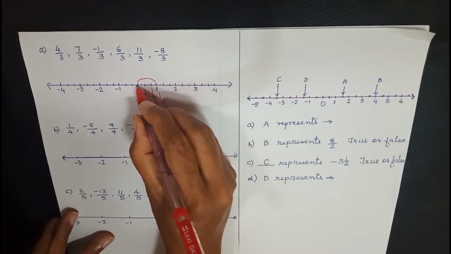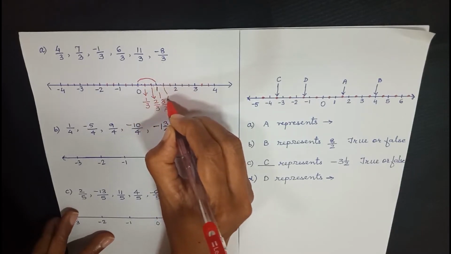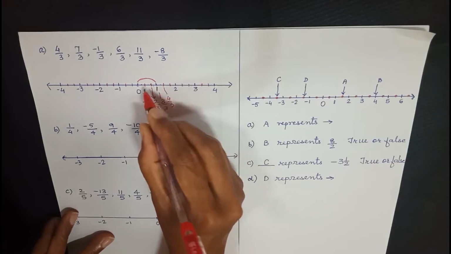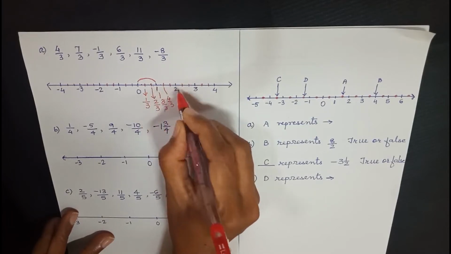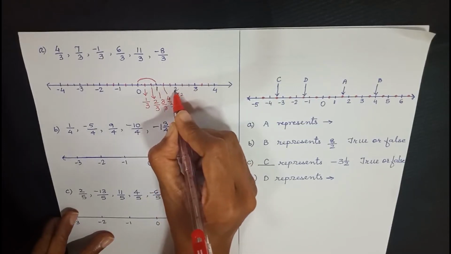Similarly, from 0, 1, 2, 3 and 4. This is the fourth part. So 4 upon 3. Similarly, this will become 5 upon 3. This will be 6 upon 3. 6 upon 3 is again nothing but, you can see we can cancel and get 2.